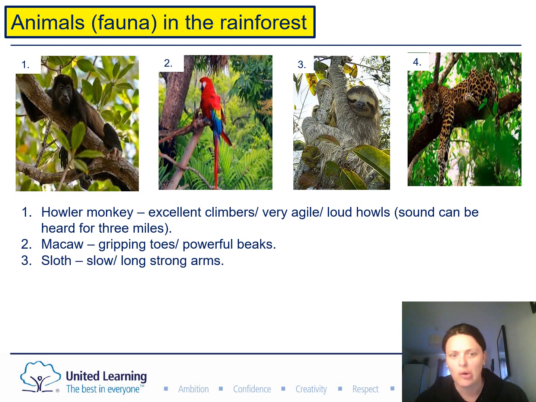Next one, we've got a macaw, which is the parrot that you can see there. It's got claws that can grip hold of branches, and it has really powerful beaks that can actually get into really hard nuts.